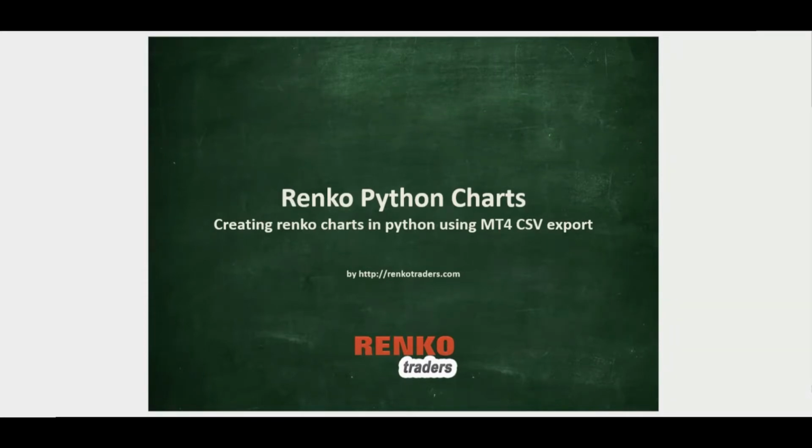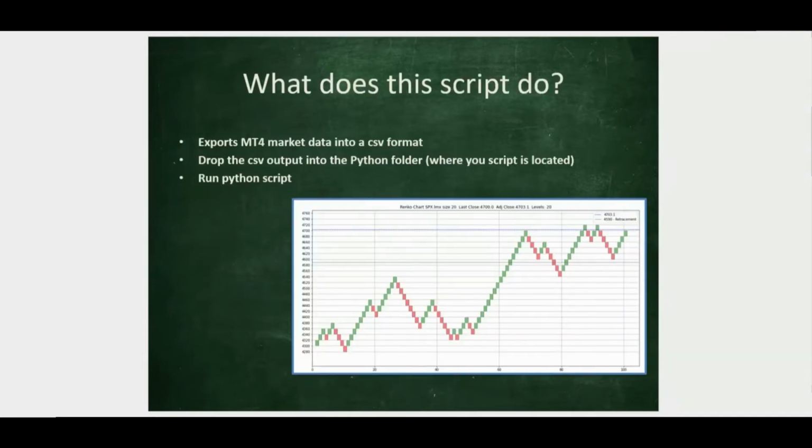I thought I would make this quick short video on how to use Python to build the Renko charts. In this video, we take a look at how to create the Renko charts in Python using the MT4 CSV data export. So what the script does is it essentially exports the MT4 market data into a CSV format. You then need to drop the CSV output into the Python folder from where you would run the script, and you just execute the script, and the end result is the chart that you see in the window.